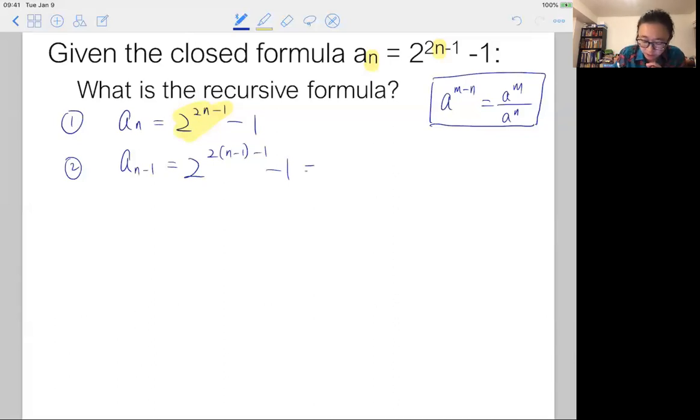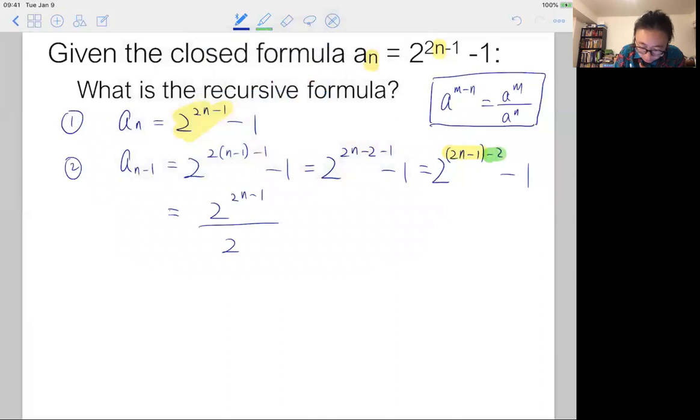Okay, so now let's get back to a_(n-1). So what I will do is I will expand the power to be 2n minus 2 minus 1. Okay, nothing special here. And then further, I'm going to switch the order a little bit. So instead of 2n minus 2 minus 1, I'm going to do 2n minus 1 minus 2. Okay, so now I'm going to apply the rule I wrote involving a to the power of m minus n, where my m is this piece here, and my n is this piece here. Okay, so if I do this, this is equal to 2 to the power of 2n minus 1 divided by 2 to the power of 2, minus 1, which is equal to 2 to the power of 2n minus 1 divided by 4, minus 1.